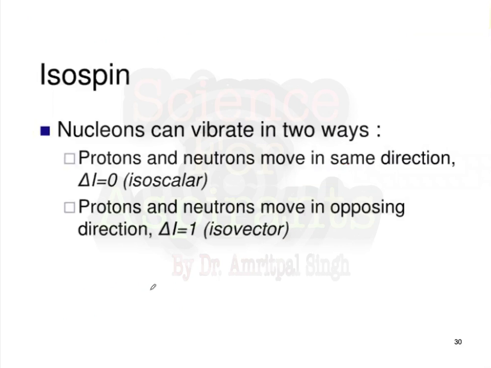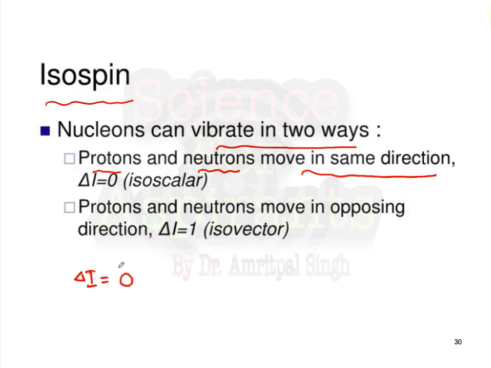And he calculated how the nucleus changes its shape. He calculated it from the concept of isospin. So nucleons can vibrate in 2 ways. If the protons and neutrons within the nucleus are moving in the same direction, then he calculated that the total isospin comes out to be equal to 0, and he gave it the name isoscalar nucleons.